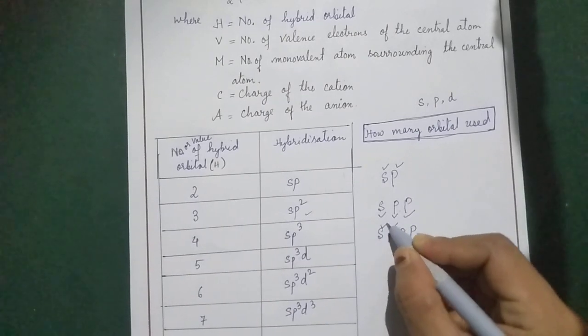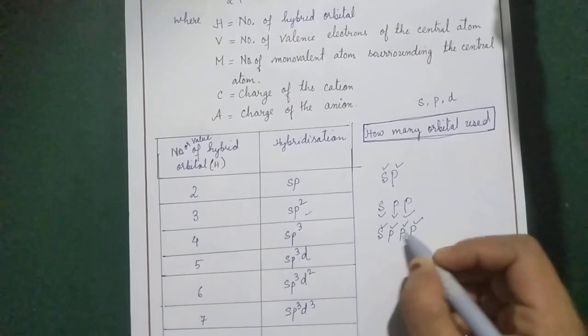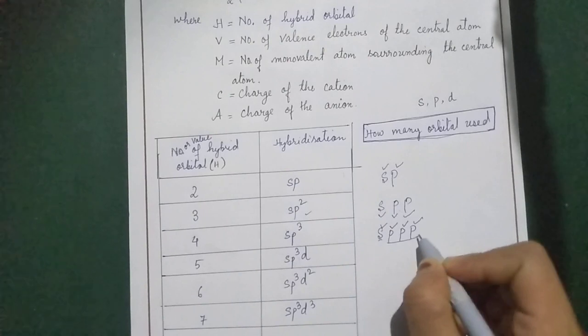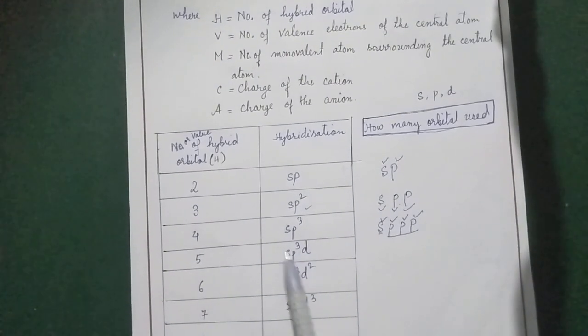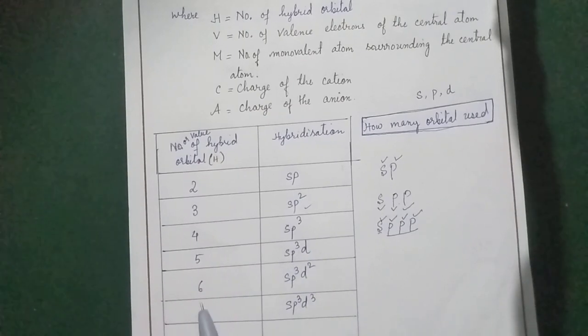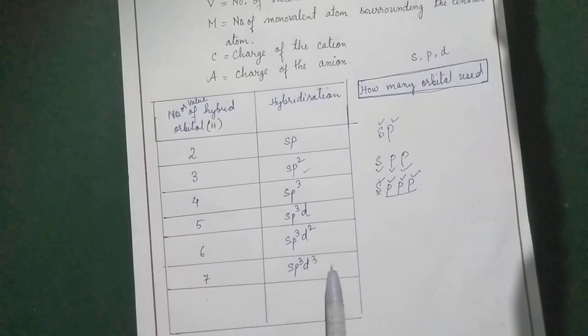So 1, 2, 3, 4. So s and how many p? 3p. So sp3. In this way, 5 means altogether 5 orbitals, and now here d came because there is no 4p. The total number of p is always 3. So 6 is sp3d2, 7 is sp3d3.